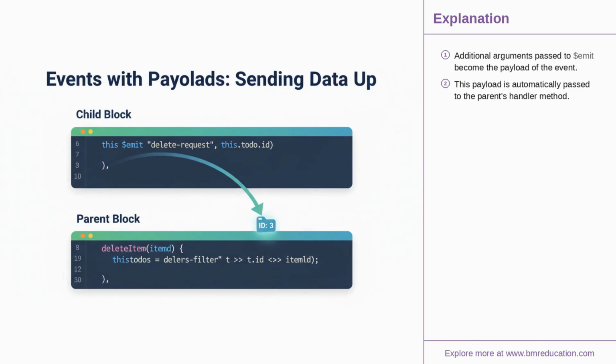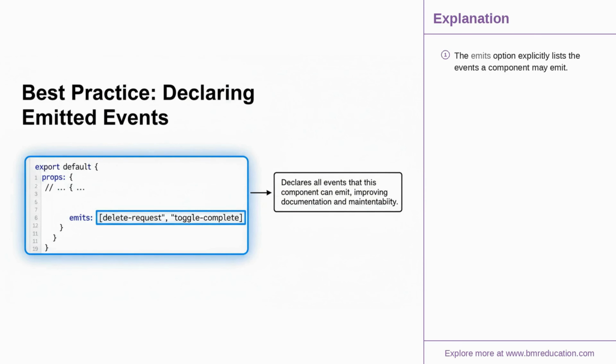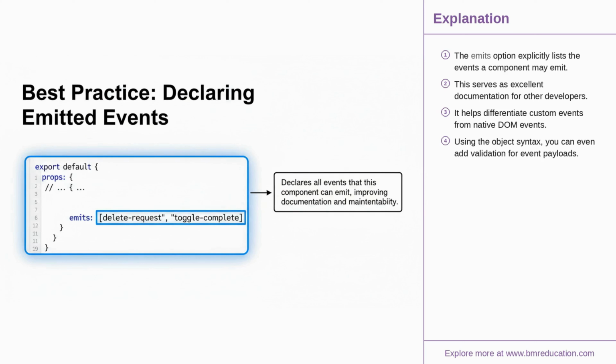Often, just knowing an event happened isn't enough. The parent needs data associated with that event. For our to-do item example, the parent needs to know which item to delete. You can pass a data payload as the second argument to $emit. This payload will be passed directly as an argument to the parent's listener method, giving the parent all the context it needs to act.